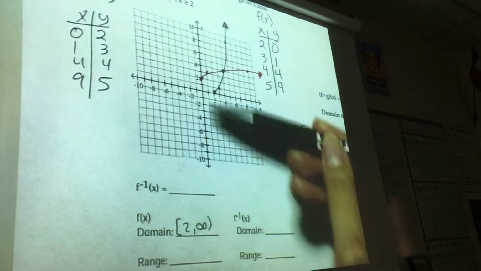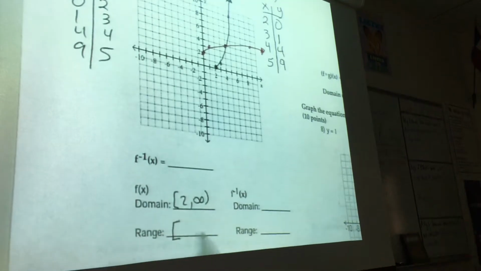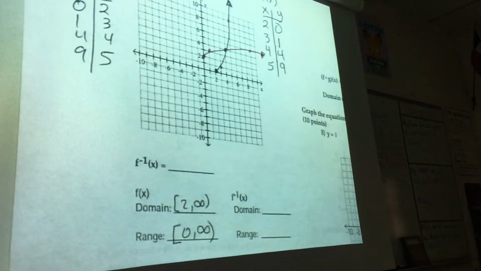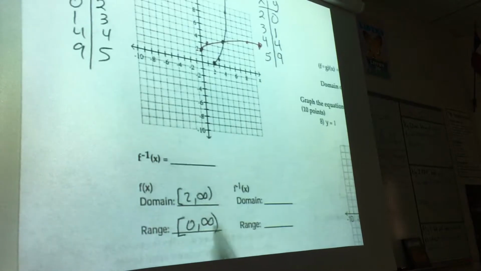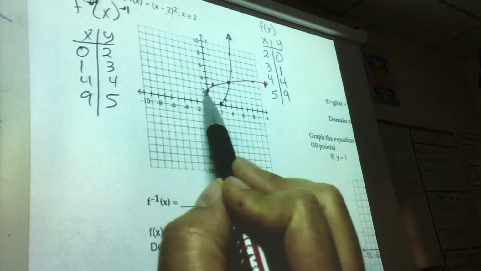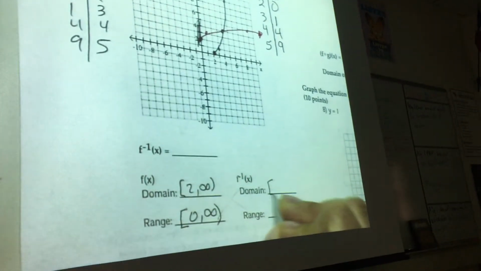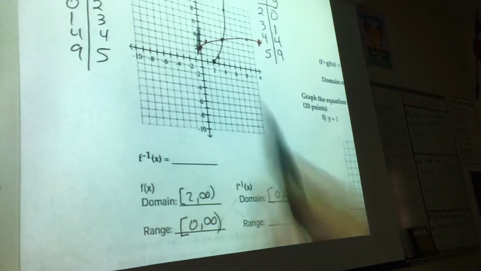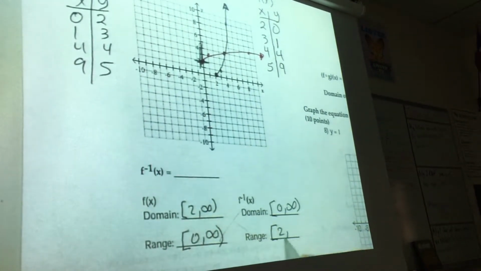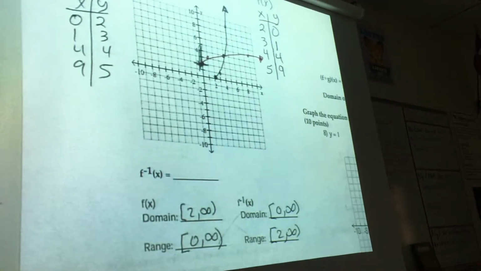So my range, what's the lowest point? Where y is what? 0. 0 to infinity. Now in the previous review, and you could tell here, these are going to switch. So my domain for this one starts off when x is what? 0. So this becomes 0, infinity. And my range starts when y is what? 2. So please notice that my domain becomes my range, and my range becomes my domain.